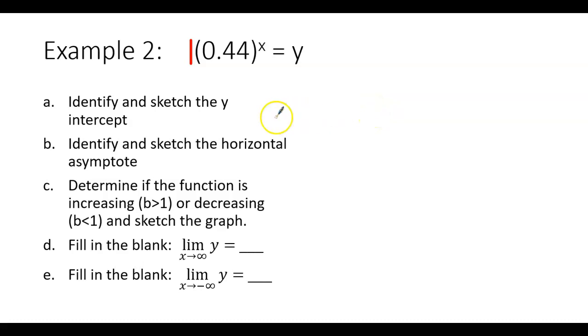So be aware of that. Let's go ahead and begin. So what do you guys think? Identify and sketch the y-intercept. I would encourage you guys to pause the video here and give that a try.